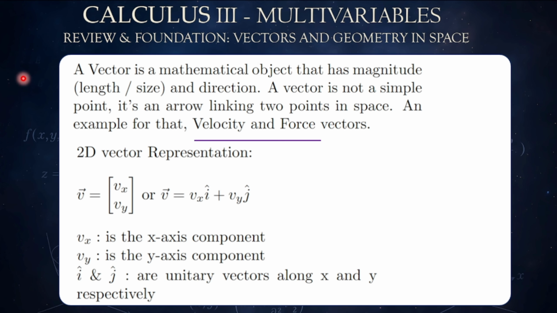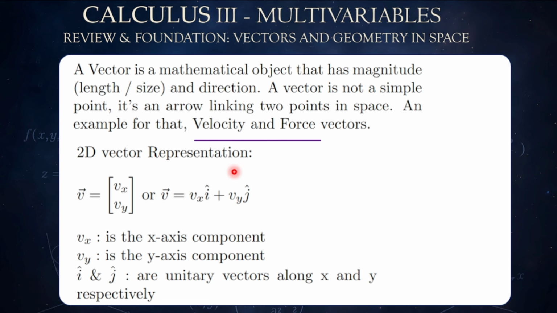At first, what is a vector? A vector is a mathematical object that has magnitude, or length and size, and direction. It points somewhere. A vector is not a simple point, it's an arrow linking two points in space. An example for that: velocity and force vectors.